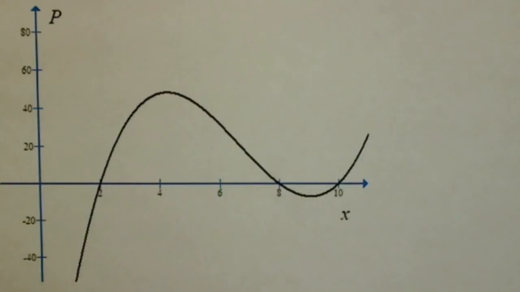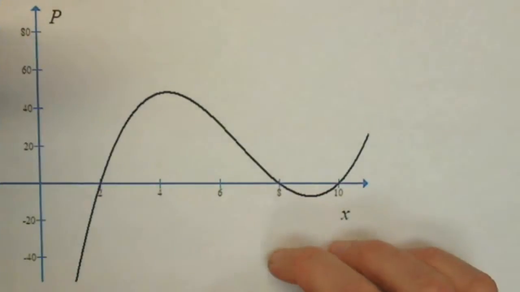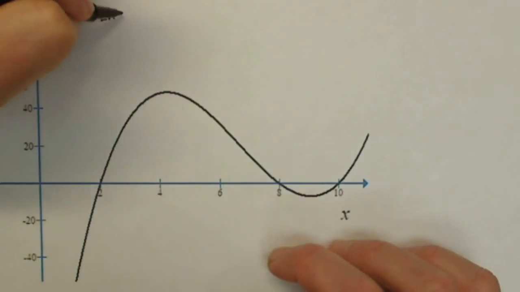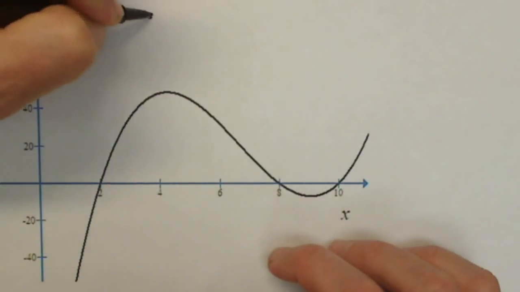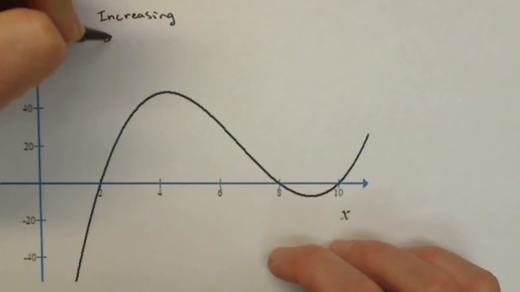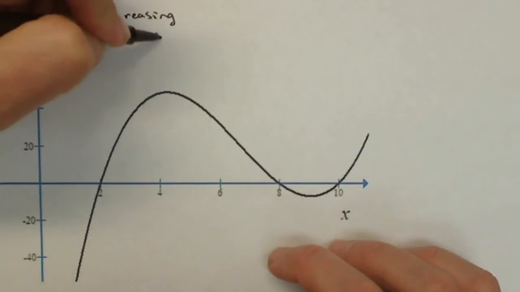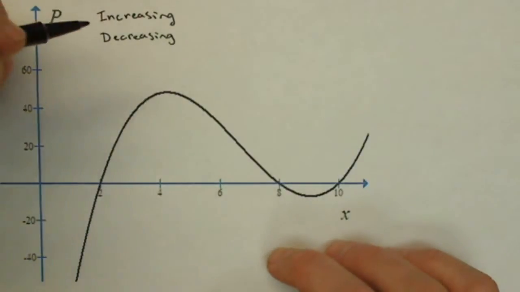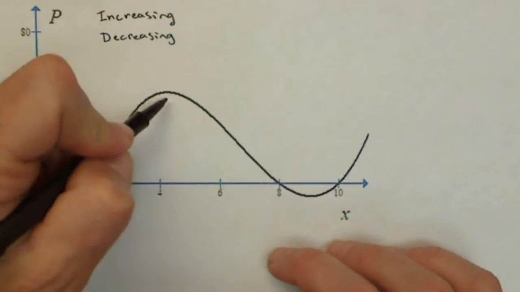So in this video, we're going to, from a graph, figure out where a function is increasing, decreasing, concave up, concave down, and then we're going to look for any relative extrema and any possible inflection points. So increasing, decreasing, let's do those first.